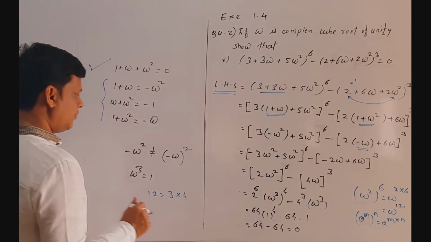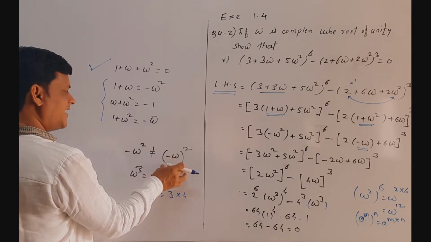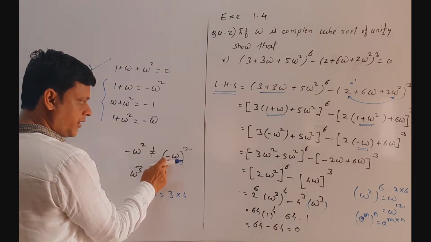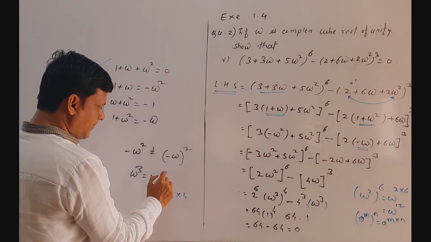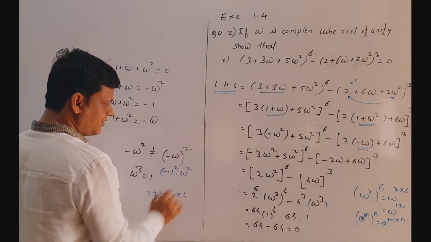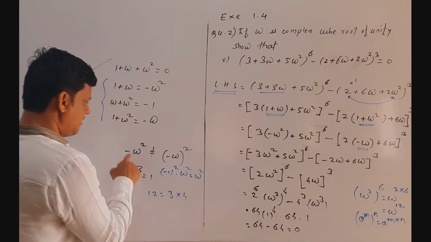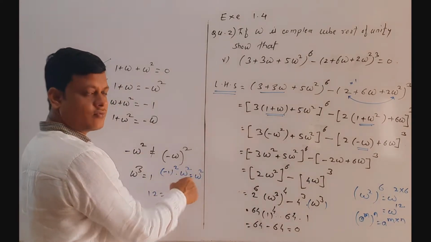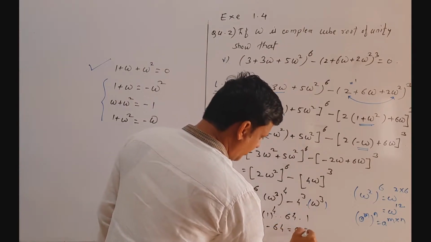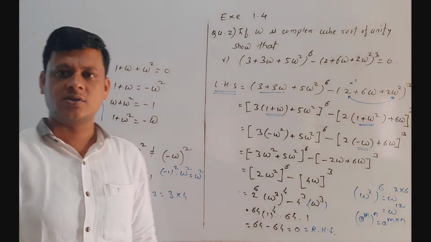Here don't confuse (−ω)² with −ω². Both are different, because when we square −ω, we get (−1)² into ω². Minus square is always plus, so we write simply ω², and −ω² is not equal to ω². In this way we get 64 − 64 equals 0, which is RHS. So in this way we can show LHS equals RHS.